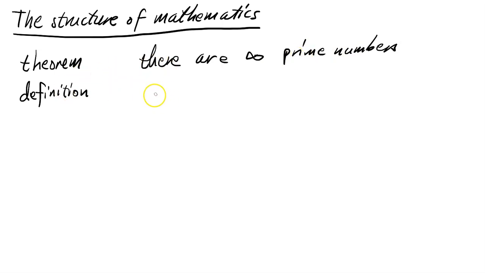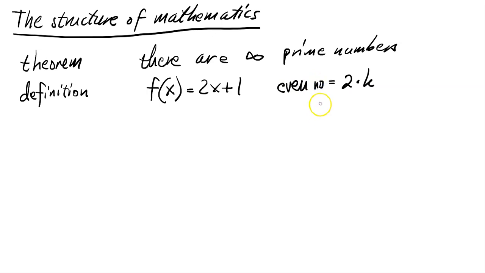A definition is, for example, that if I work with a function, I say, okay, f of x now is equal to 2x plus 1. This is not a statement, it's just a definition. Or I can define an even number as a number that I can write in this form. These are definitions. It's not something you prove. It's just something you define. So you have theorems and definitions.